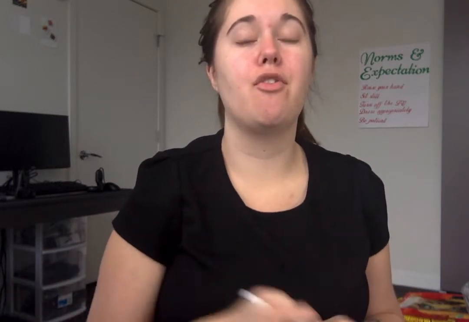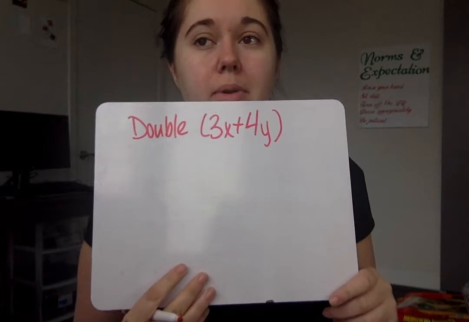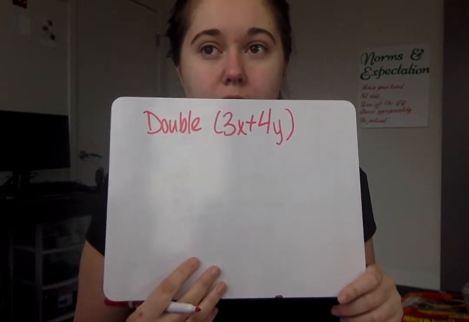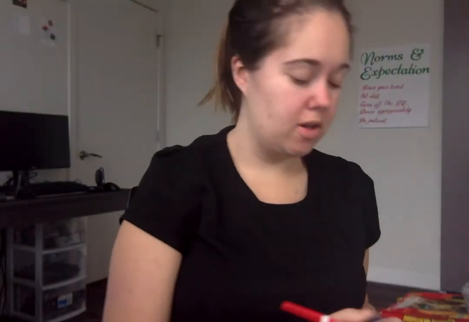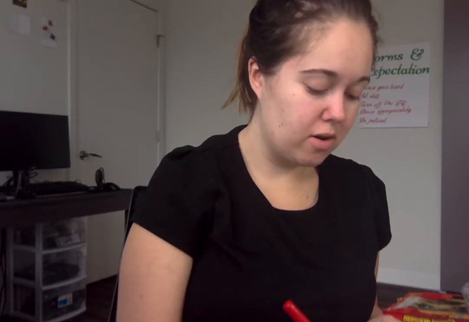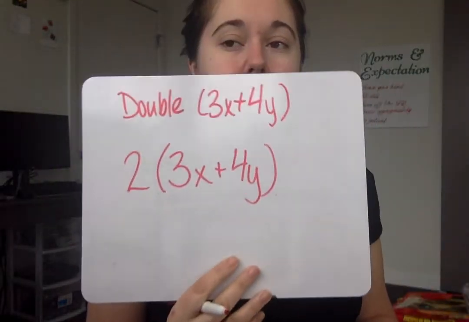Write an expression that is equivalent to double 3x plus 4y. So I'm going to start with my red this time. So we want double 3x plus 4y. So how can we rewrite double 3x plus 4y? Well, I know double is the same as multiplying by 2. So I could write 2 times 3x plus 4y, just like that.